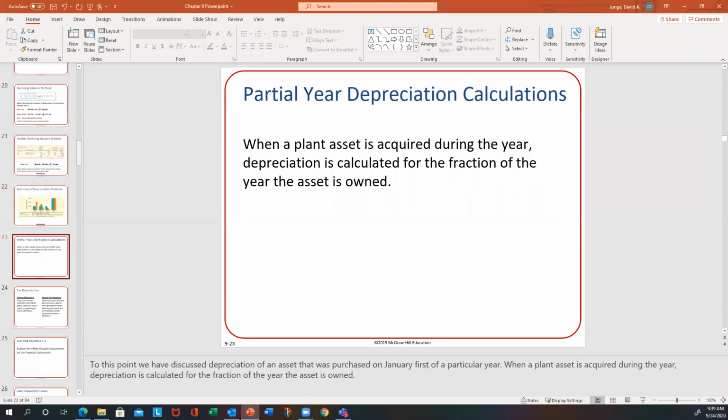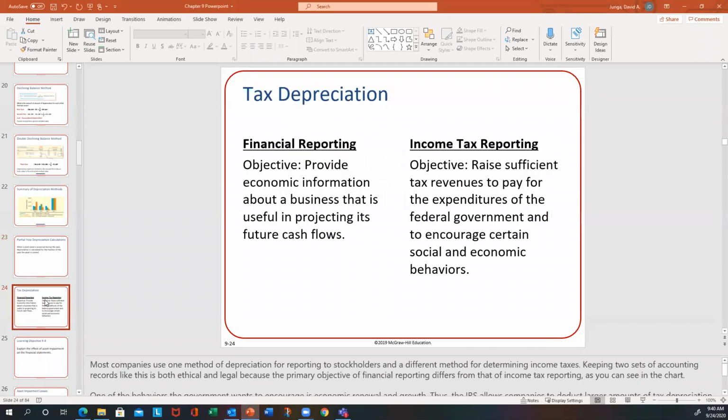Other issues that might come up, these examples showed you full years. Sometimes you might have an asset that was acquired during the year, so therefore the depreciation will be calculated for a fraction of that year, depending on when you first started. Remember, everything doesn't always start on January 1. So just keep that in mind, it's called partial year depreciation. Calculations are the same. You just have to take in the fraction of the year that you're using it.